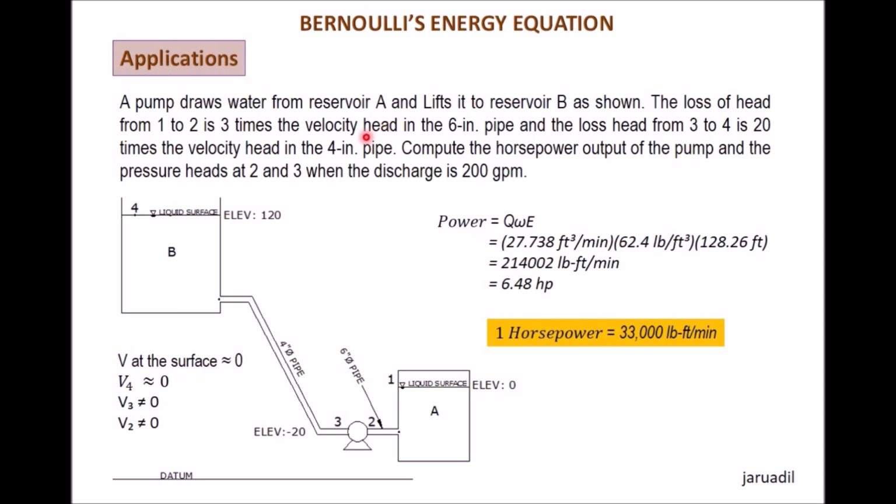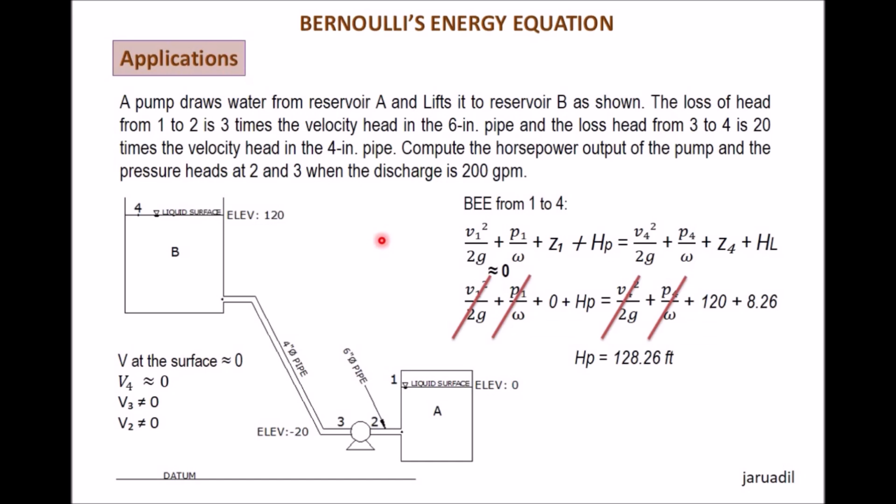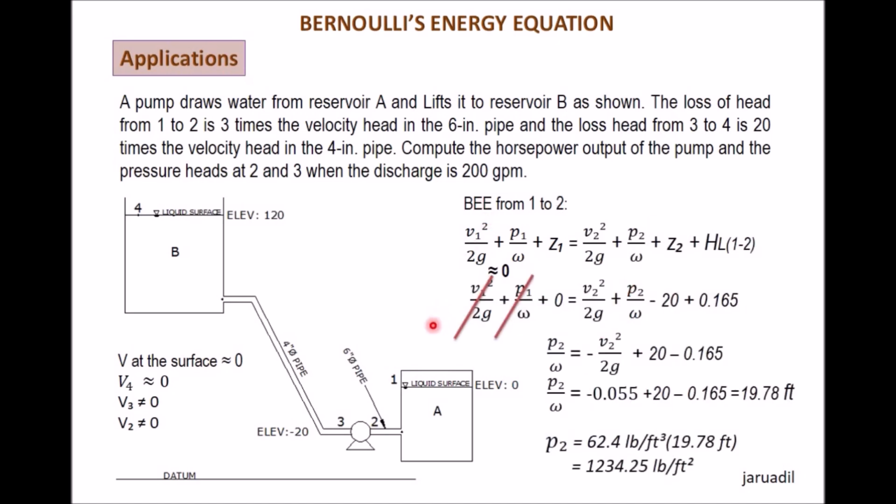Now we go to the pressure heads at point 2 and point 3. The pressure heads at point 2 and point 3 can be found using again the Bernoulli's energy equation. So the pressure head at point 2 can be found, but this time we will use BE from 1 to 2, kasi ito yung particular na hanapin natin, yung point 2.